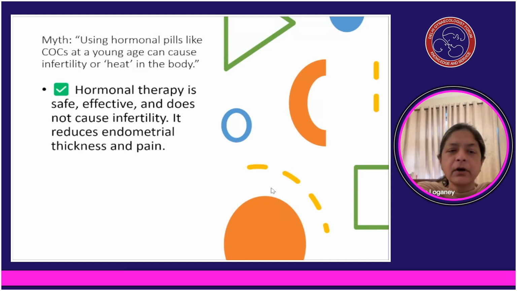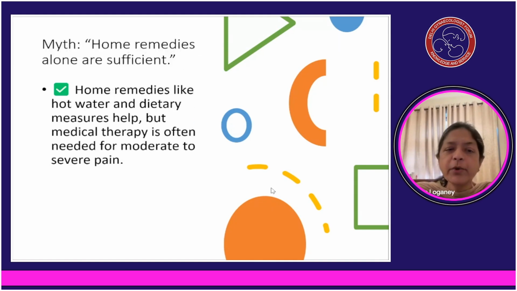Next. This is a very common thing. Using hormonal pills like COCs at young age can cause infertility or heat in the body. The mothers say, "ये तो गरम दवाई दे रहे हैं आप." So we have to reassure them that hormonal therapy is safe, effective, does not cause infertility. It reduces endometrial thickness and pain. Home remedies alone are sufficient. We should tell them home remedies like hot water bottle and dietary measures can help. But in case the pain is moderate to severe, then medical therapy is definitely required.